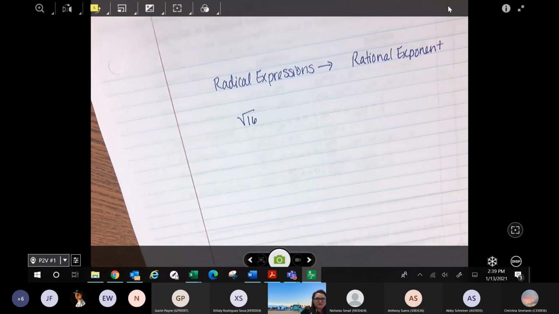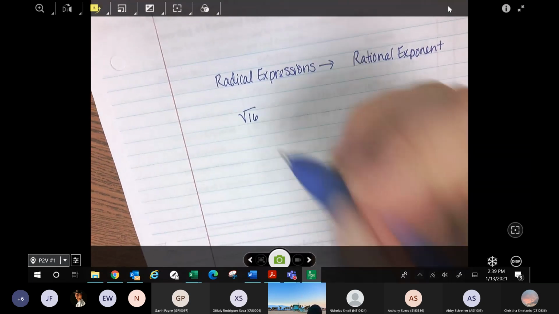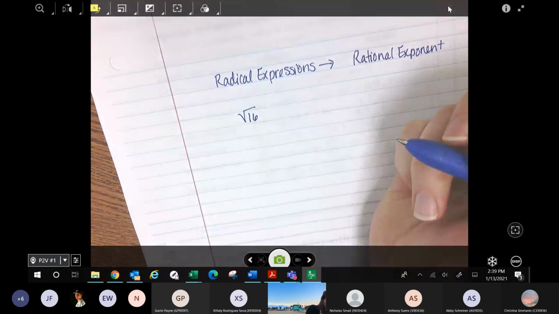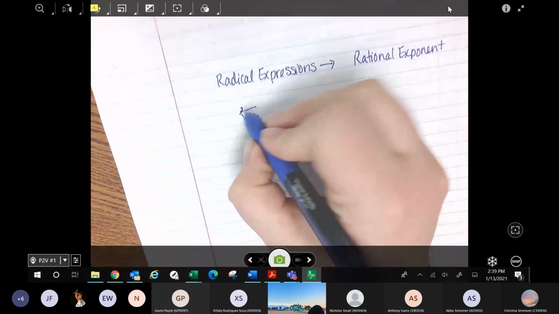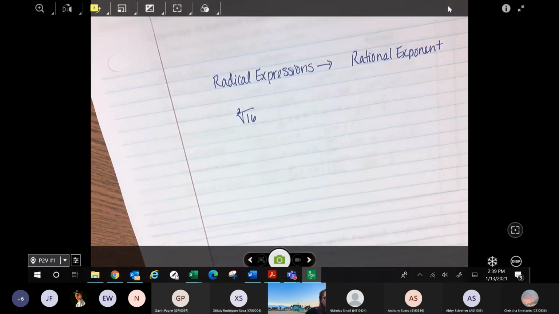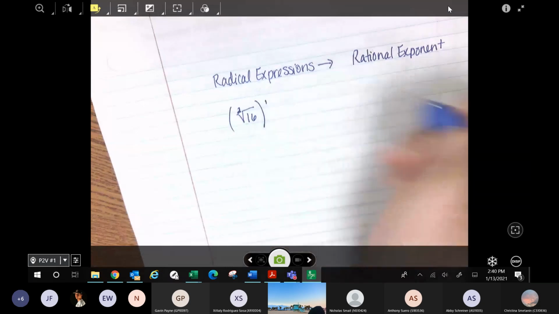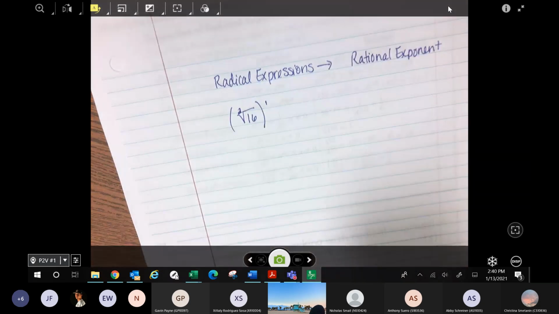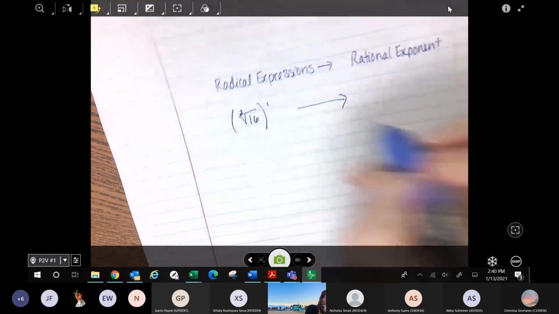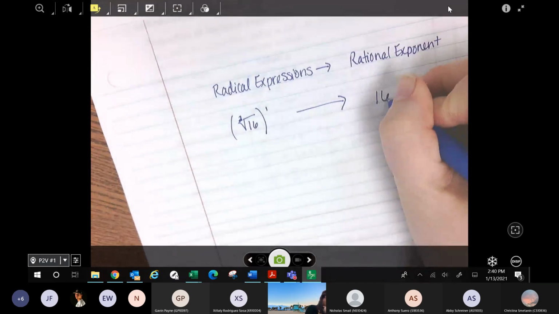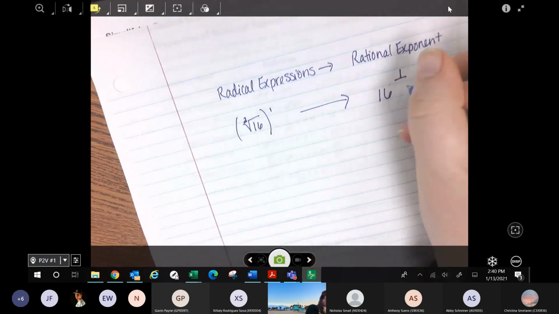Okay, all you're doing is putting that in exponent form. So square root, whenever you see the symbol, you know the root. Okay, that is your root. And then this is all raised to the 1 power. So to transfer this to a rational exponent, again, your base is a 16, your power is a 1, your root is a 2.